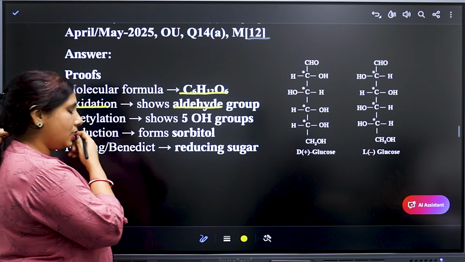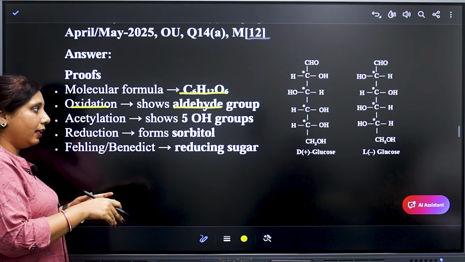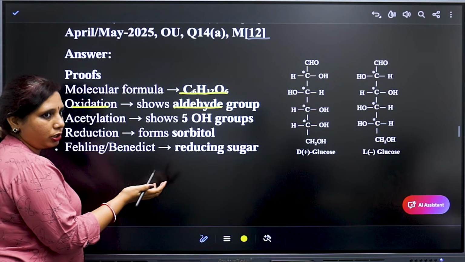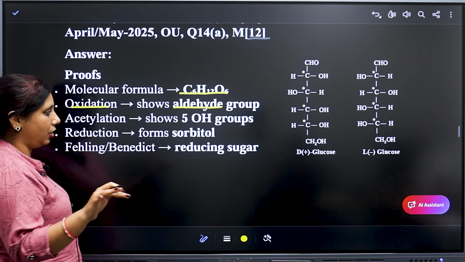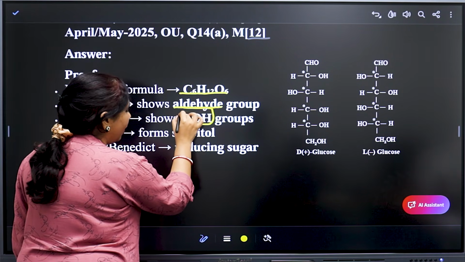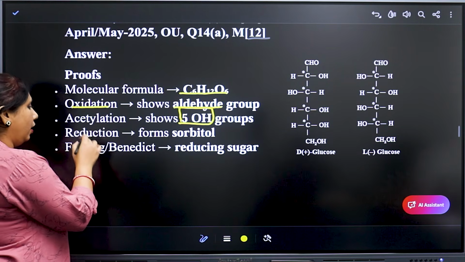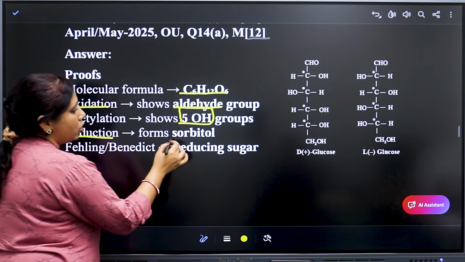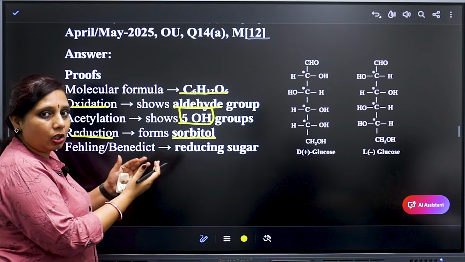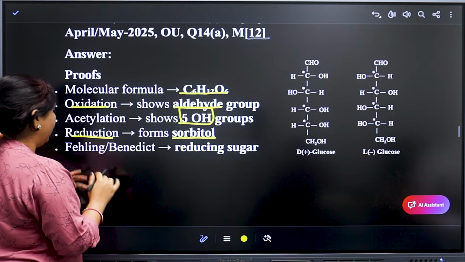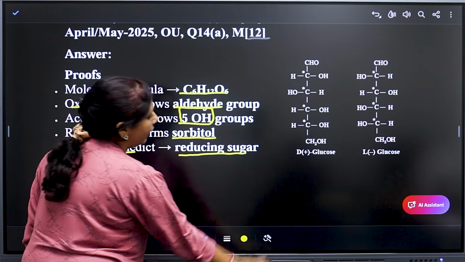Then acetylation. Acetylation is the addition of acetic anhydride to the molecule. When acetic anhydride is added, if a compound contains hydroxyl groups, OH groups, then they are added with acetyl groups, OCOCH3. Because of that, we understand that glucose has 5 hydroxy groups in its structure, and reduction gives sorbitol. Now this is an alcohol, that means reduction of aldehydes gives alcohols. Now this confirms that it has an aldehyde group. Then reaction with Benedict's reagent and Fehling's reagent tells that it is a reducing sugar.